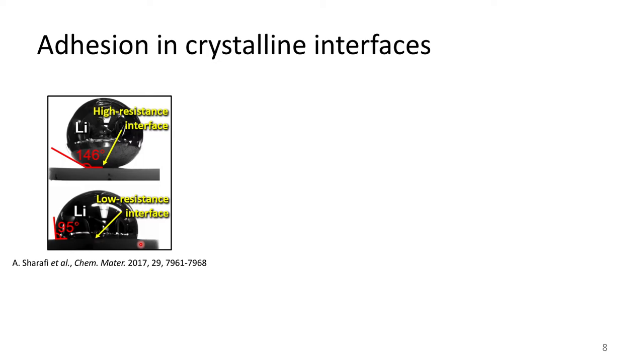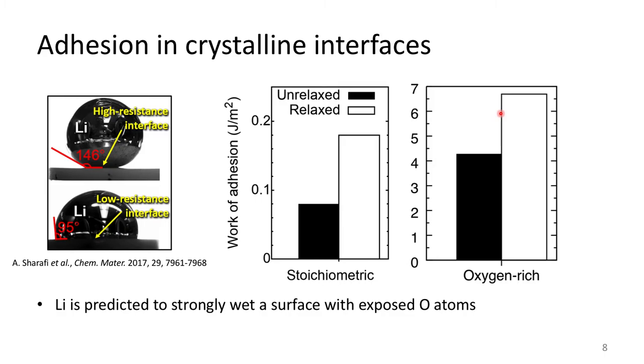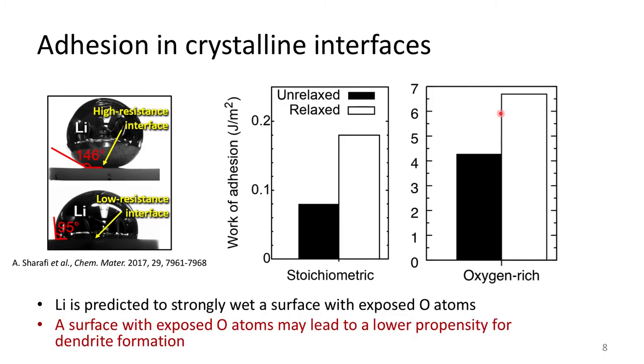And then it will spread out across the surface, giving a more even deposition, and thus a decreased propensity to form dendrites. The parameter that we use to assess wetting is the work of adhesion, which determines how much energy it requires to separate the interface. Looking at the work of adhesion for the stoichiometric and oxygen-rich interfaces, we see that the work of adhesion in the oxygen-rich system is more than 30 times larger. Thus, lithium should strongly wet a surface with exposed oxygen atoms, and a surface with exposed oxygen atoms should show a decreased propensity for dendrite formation.